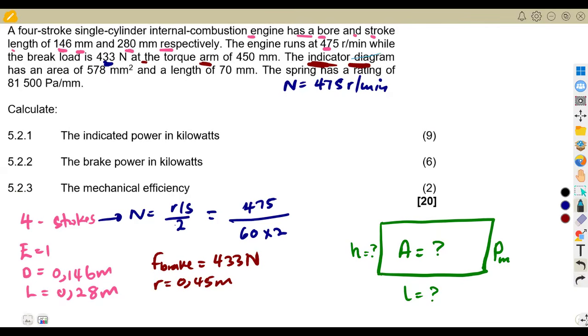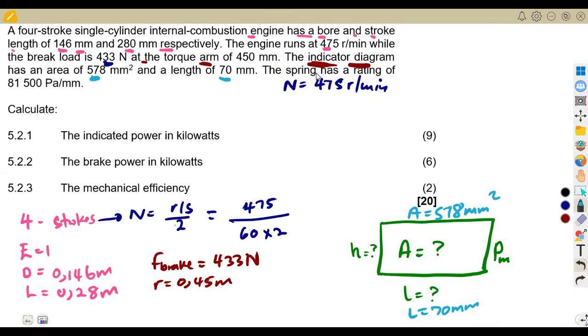So we've got the indicator diagram there, where the area on the indicator diagram, this is not the area that is affecting the cylinder where we use pi d squared. No, this is the area on the indicator diagram. So it's given as 578 square millimeters, and also the length is given as 70 millimeters. So this is what we are given.